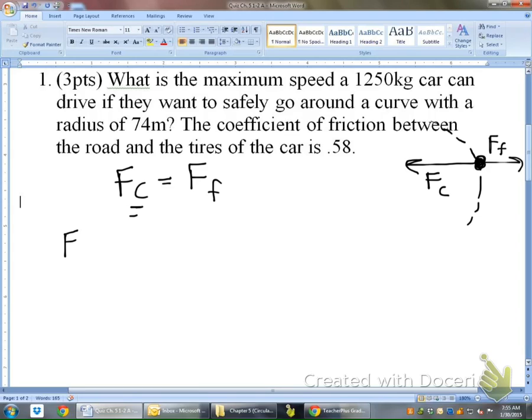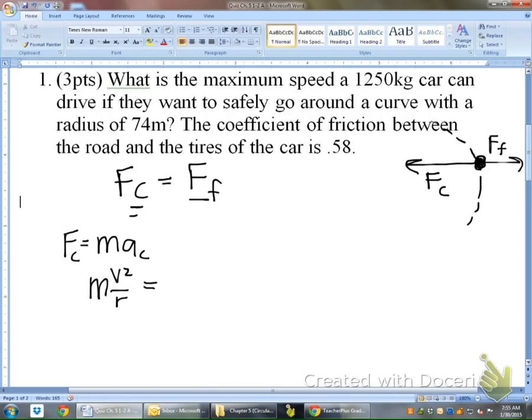Force equals mass times centripetal acceleration, right? Okay, were we given an acceleration here in our problem anywhere? No. So we can't use acceleration, so we'll have to do another substitution. Mass times v squared over r. Okay? And all of that equals our centripetal force.